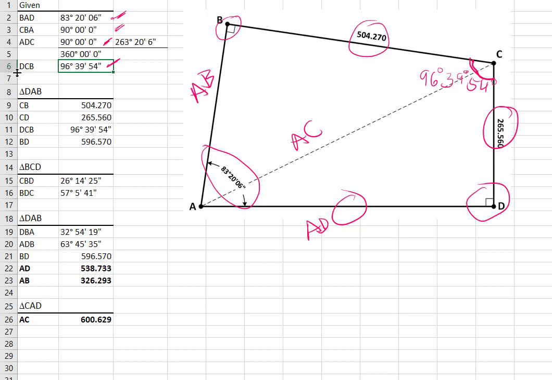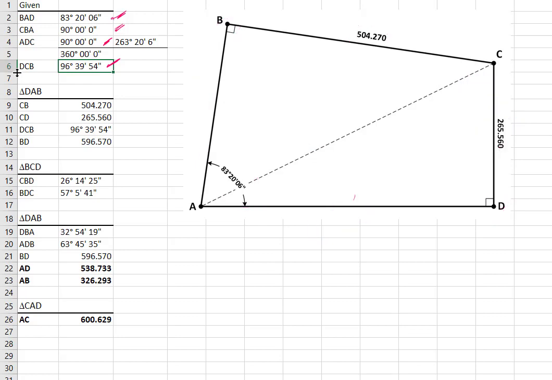Looking at the problem, we will try to figure out how to start. So let's erase and then start the solution. After having a look at the problem, we could figure out that if we link the line which is BD and then have a look here, so this is BD.